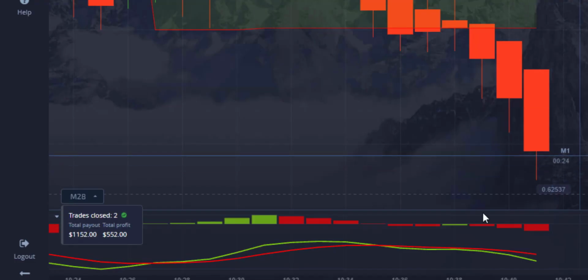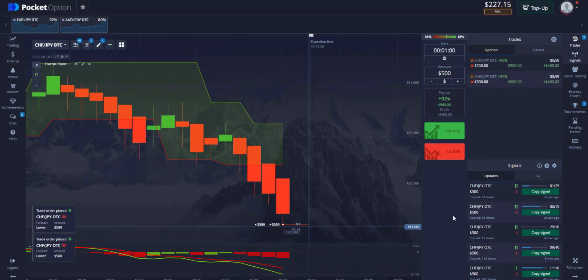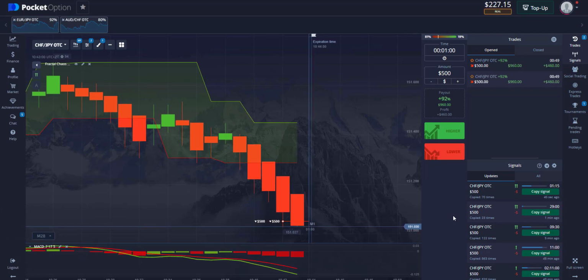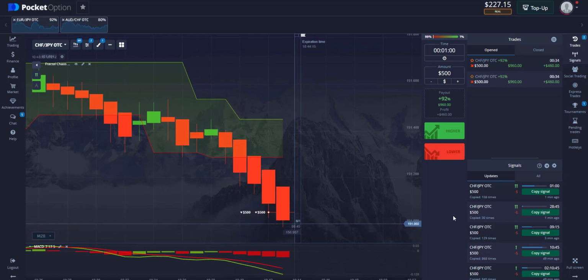Trades closed successfully. As you can see, the same market as before, the market is still going lower. I will get some trades. If these trades succeed, I will stop today.